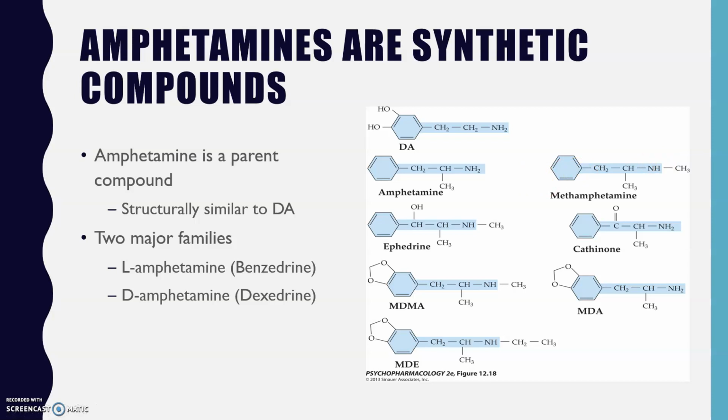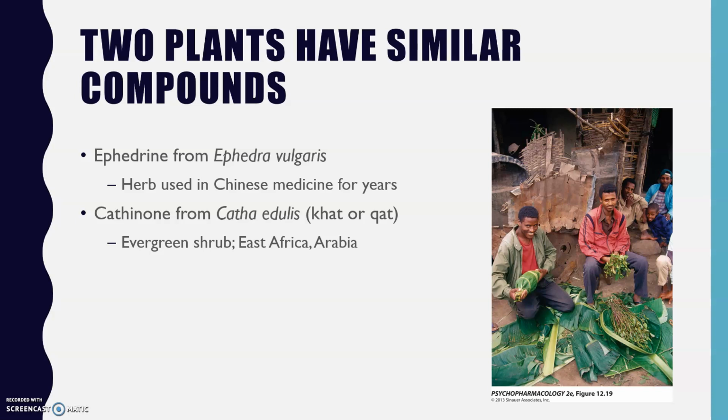Now, amphetamines will typically be divided into two major families. We have what is known as L-amphetamine or benzedrine and D-amphetamine, which are known as dexedrine. So occasionally you will hear amphetamines referred to as dexies or things like that because they do work off of dexedrine.